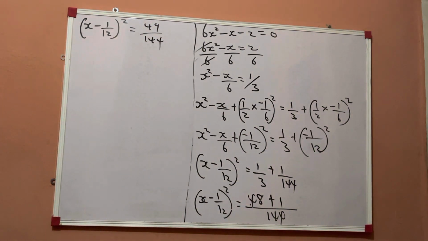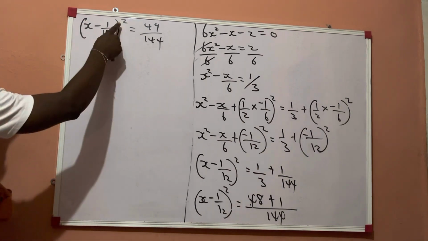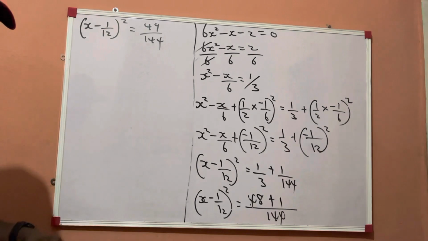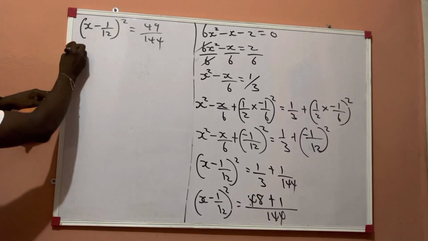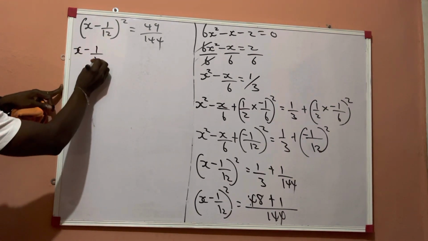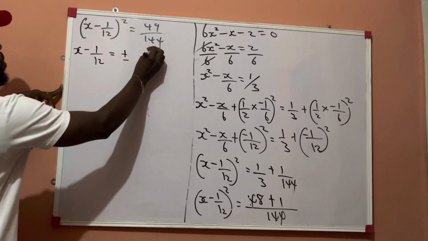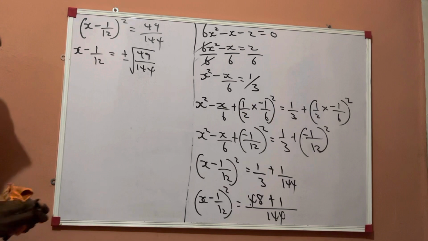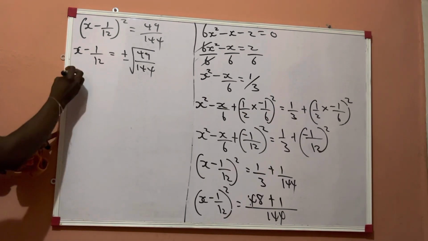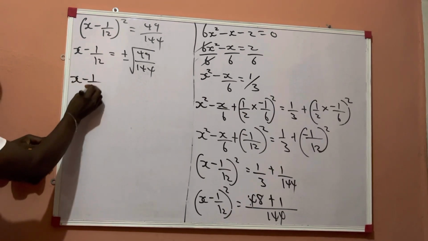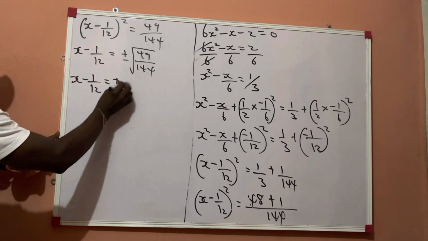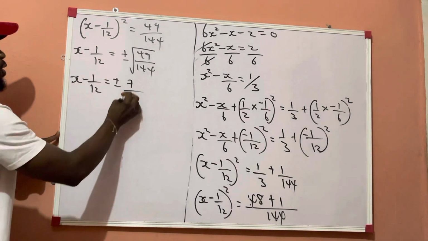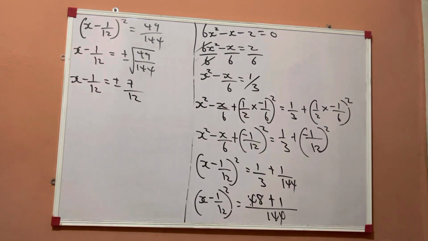Now, class, what did I say we're going to do next? Our square crosses the equality and becomes plus or minus square root. So here automatically becomes x minus 1 over 12 is equal to plus or minus square root of 49 over 144. Now, class, what do we do? The square root of 49 will give us 7. The square root of 144 will give us 12.